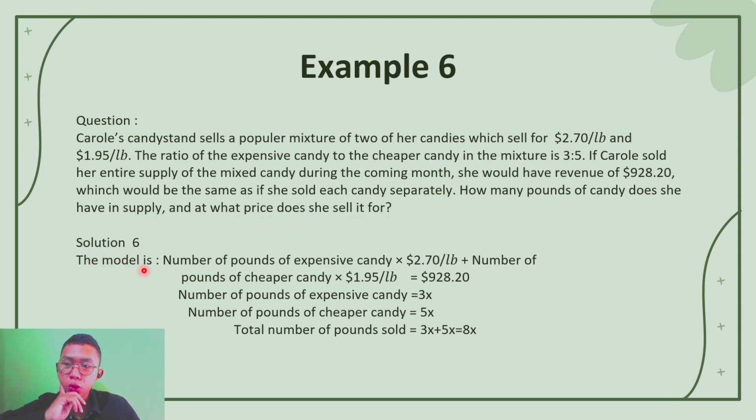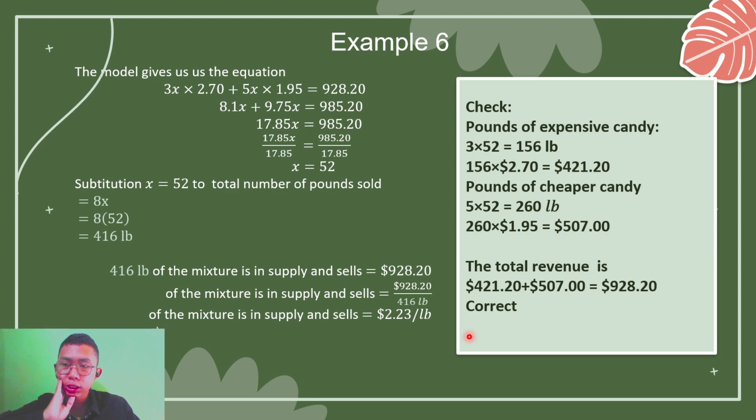The solution is, the model is: number of pounds of expensive candy times $2.70 per pound plus number of pounds of cheaper candy times $1.95 per pound is equal to $928.20. So the number of pounds of expensive candy is 3x, the number of pounds of cheaper candy is 5x, and the total number of pounds sold is 8x. The model gives us the equation.